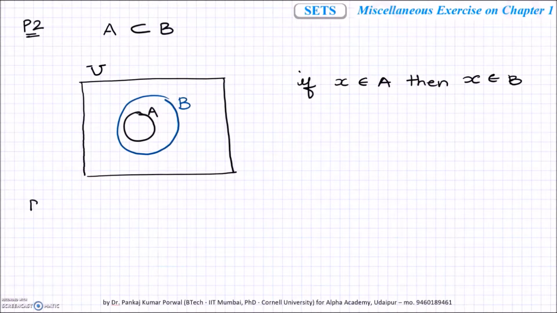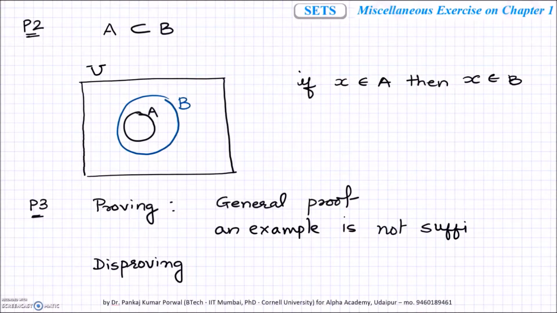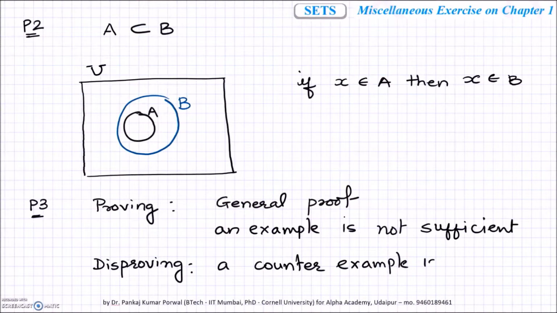Third preliminary is proving and disproving something or a statement. So when we have to prove a statement, we have to give a general proof, and in this case an example is not sufficient. Whereas when we want to disprove something, we can just give a counter example. So a counter example is sufficient.